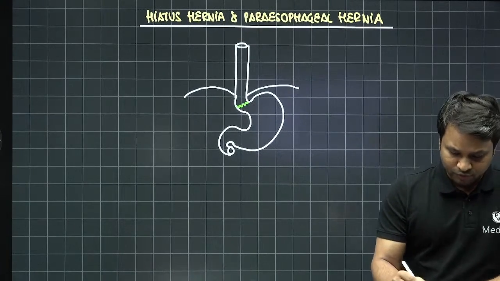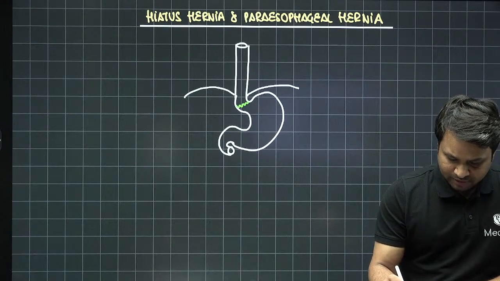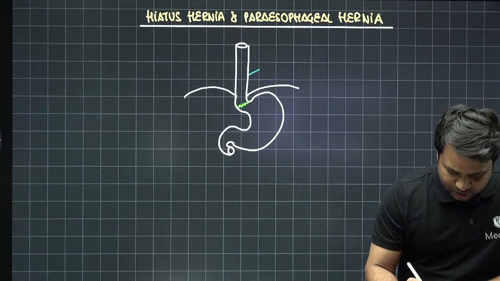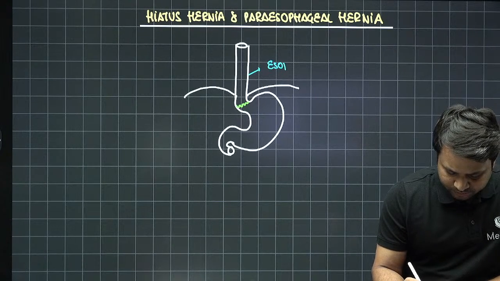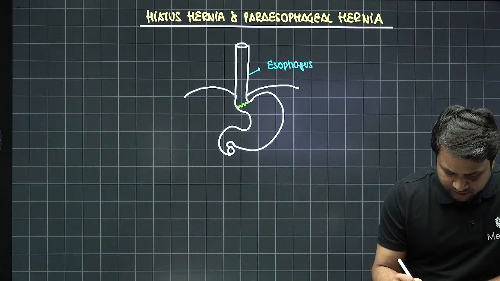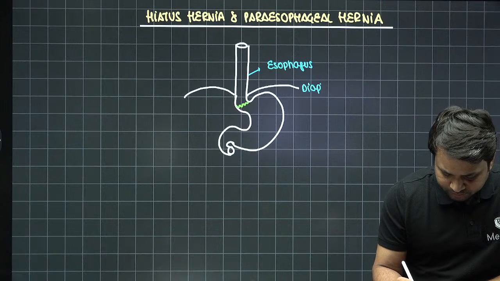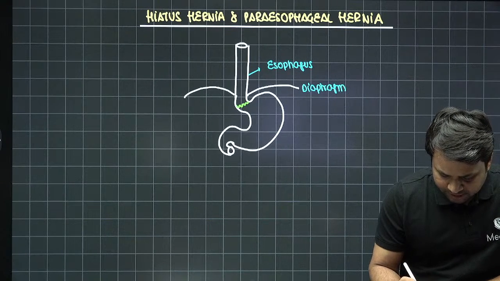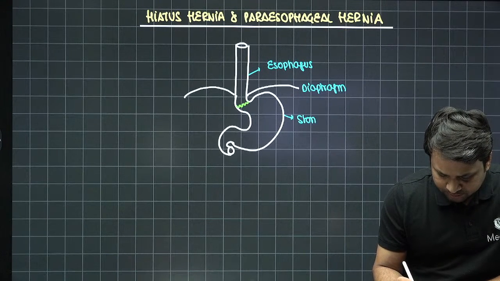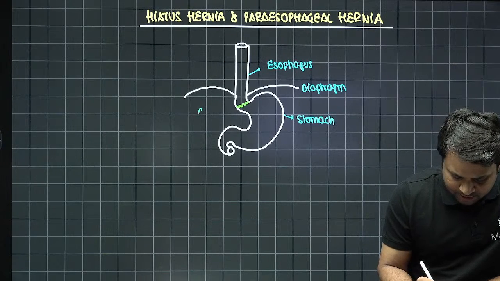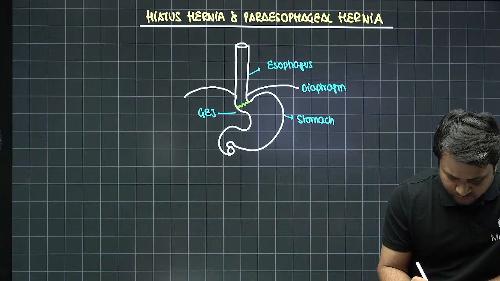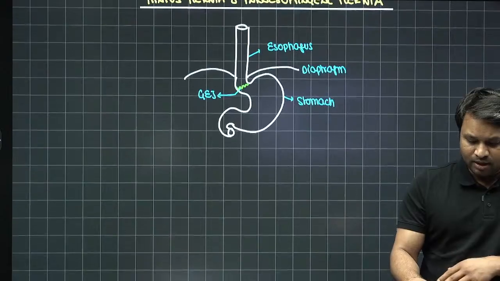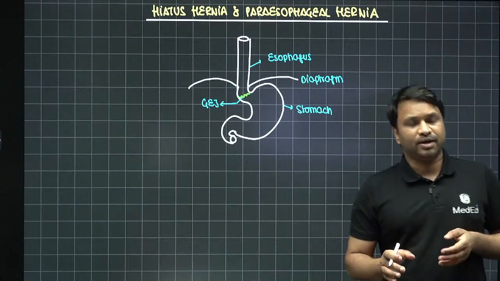Okay? So, for the sake of understanding, if I just quickly give a labeled part, this happens to be the esophagus. This happens to be the diaphragm. This happens to be the stomach. And this is your gastroesophageal junction, right? Now, there are different varieties of the hiatus and the paraesophageal hernia.